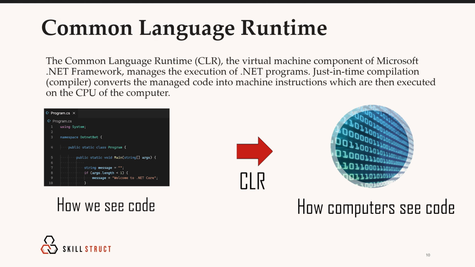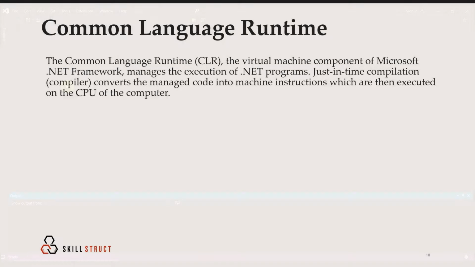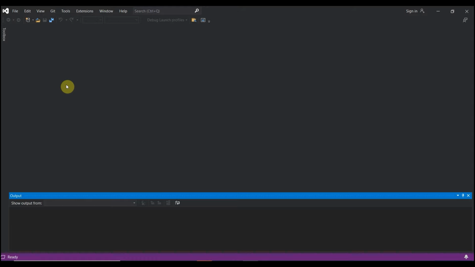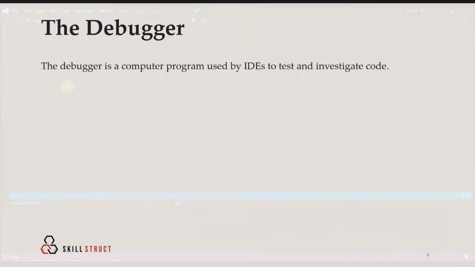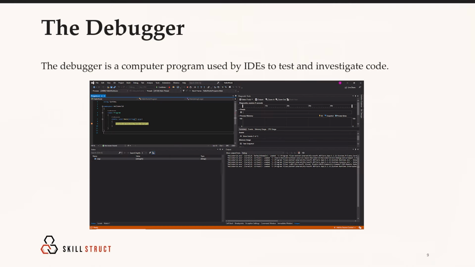I appreciate this might go over your head, but if you want to do some further reading, you can, but I feel it's important to get a bit of context into what the CLR is. And the debugger. The debugger is a computer program used by IDEs to test and investigate code. So you'll often see with IDEs an error list which shows all the compilation errors that you have currently in your program. That's part of the debugger's work.